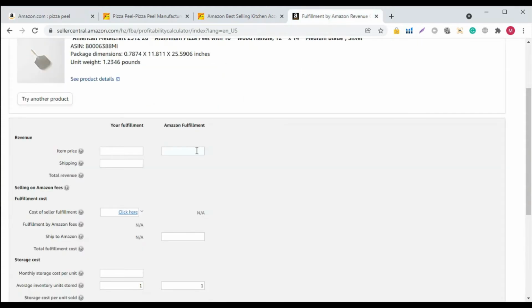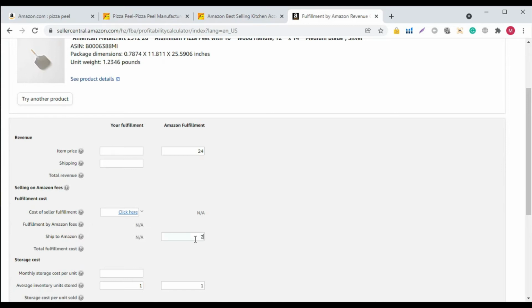So I will put here $24. Ship to Amazon, yes. Ship to Amazon is the DDP cost. DDP means the shipment from China to the Amazon warehouse in America, and that can be known by the manufacturer, or you can request the shipment company to quote you the price. But I'm pretty sure the manufacturer can give you the price because they have enough experience and can quote in advance.